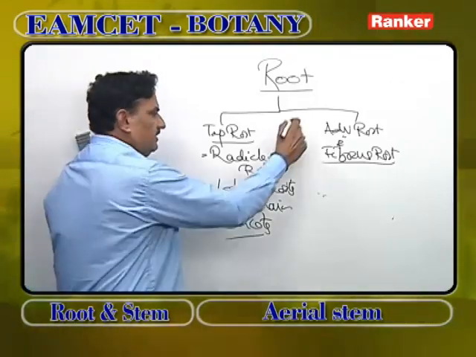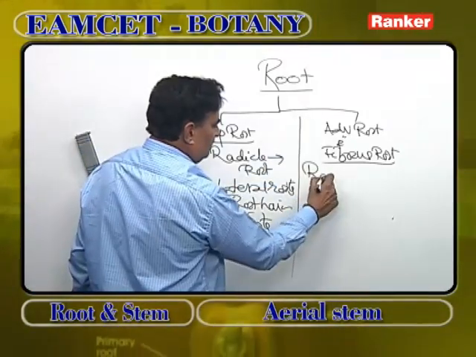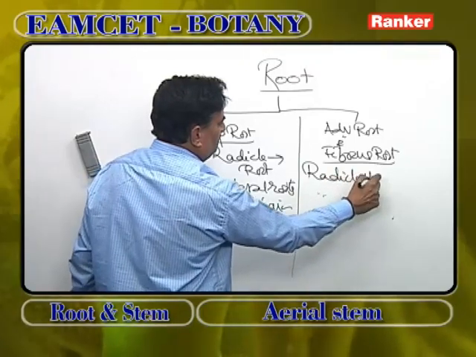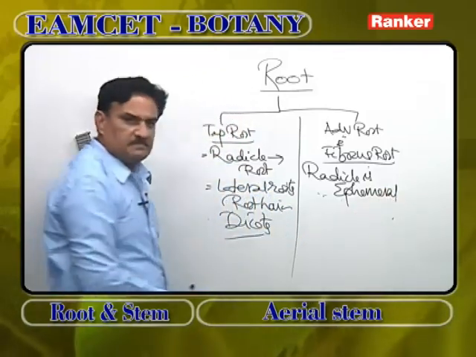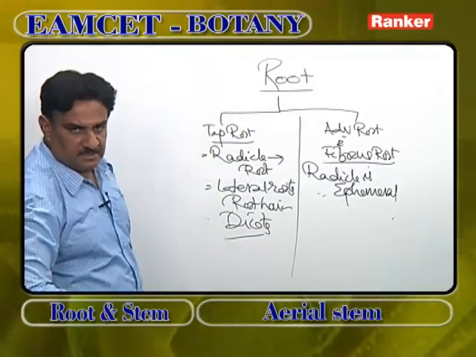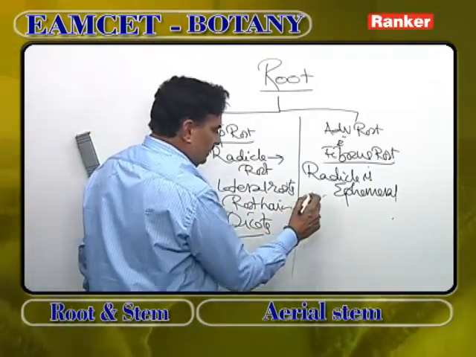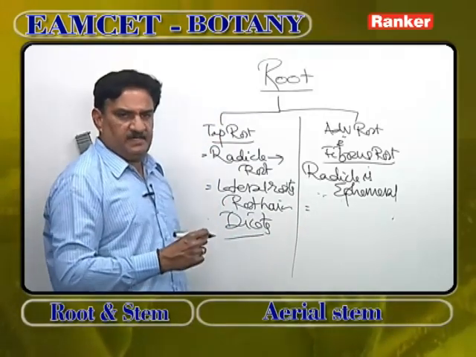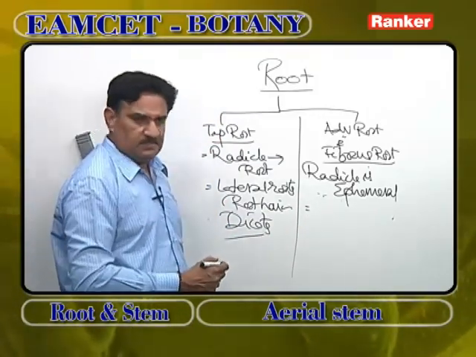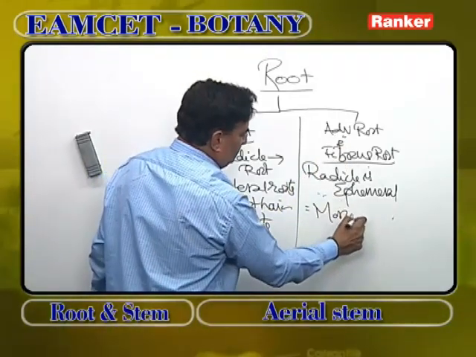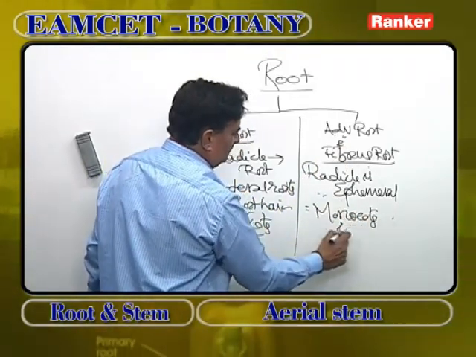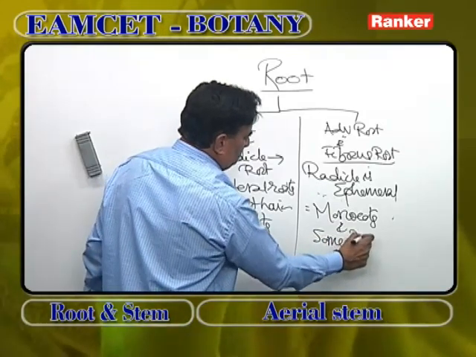Then the adventitious root system. Here the radicle is ephemeral. Ephemeral means short living. If any part of the plant except the radicle produces a root system, then it is called an adventitious root system. It is found in monocots and some dicots.